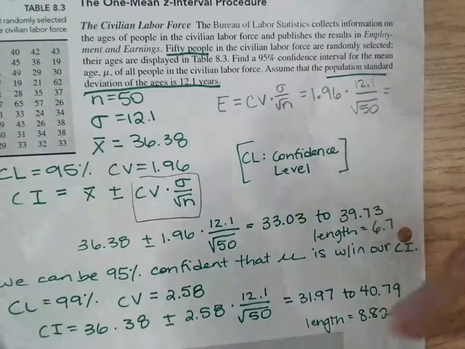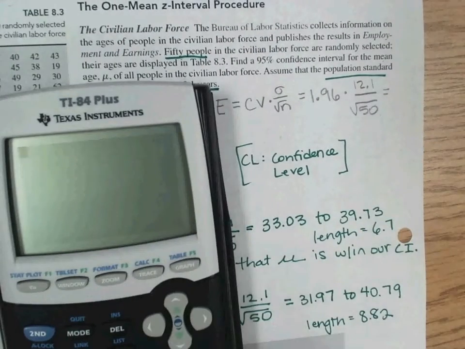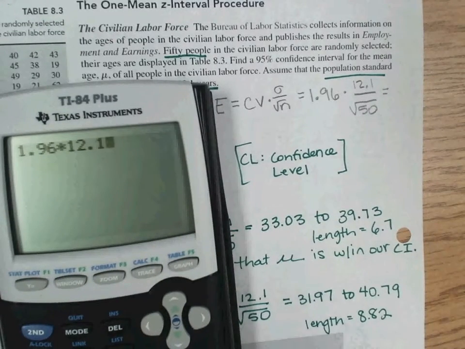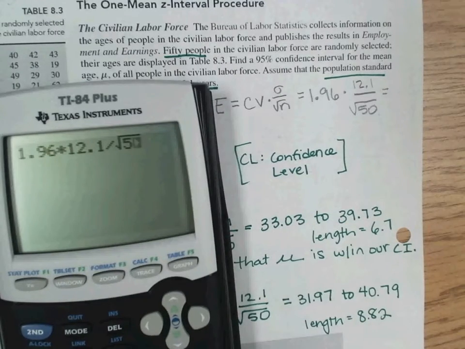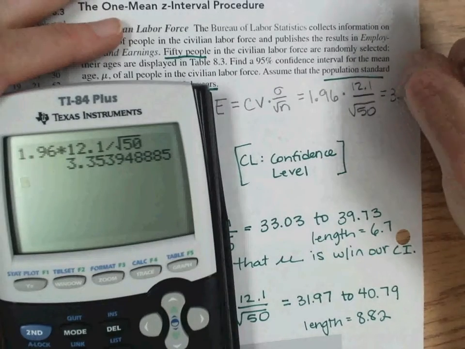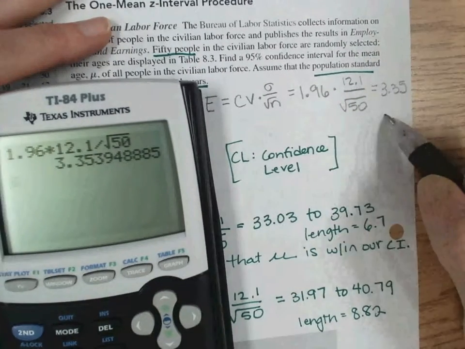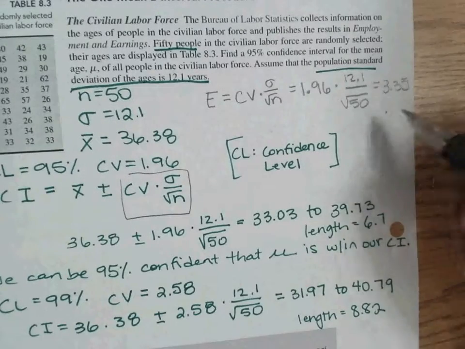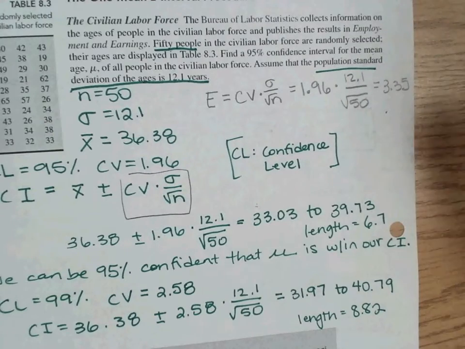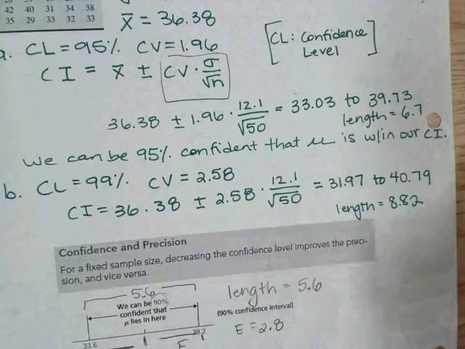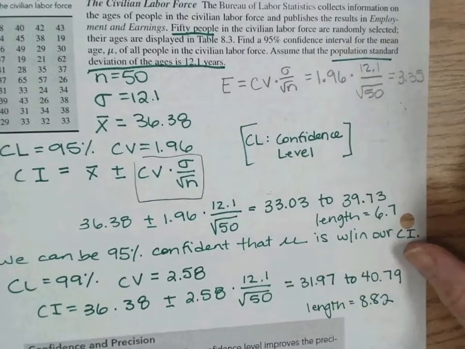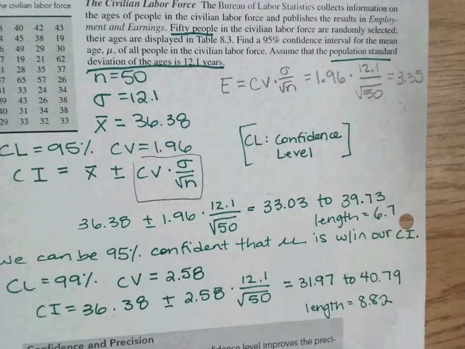And that equals, so we would plug that in the calculator, 1.96 times 12.1 divided by the square root of 50. So 3.35 would be your margin of error. And similarly, you could say, okay, then what's the length of the confidence interval? You would just double that and say 6.7. So that's a little bit more detail, and hopefully you wrote those things down in your 8.2 notes about margin of error.